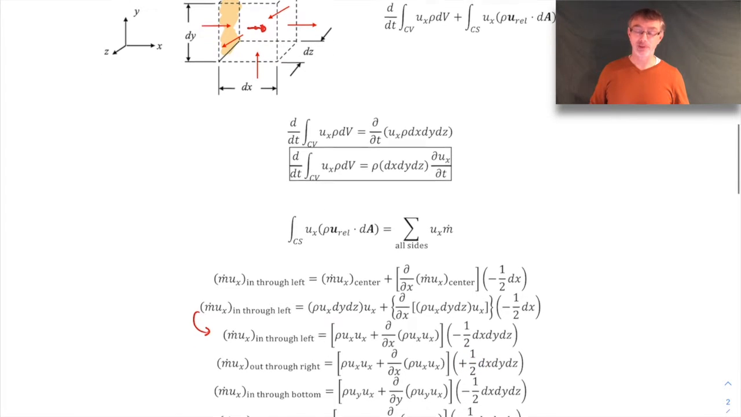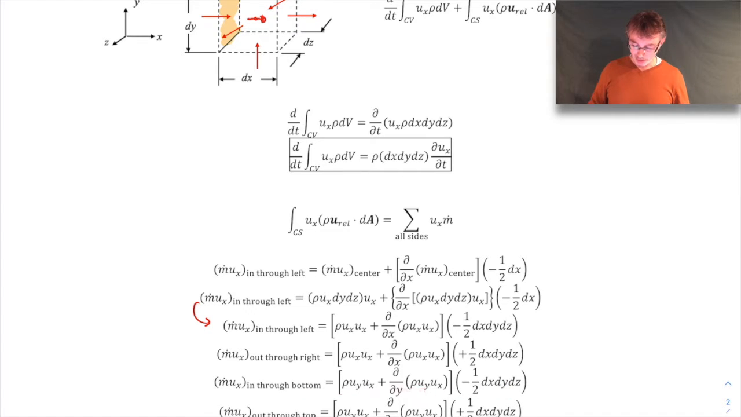We can do the same idea for the top and bottom. So here's the x momentum flux coming in from the bottom. The mass flow rate coming in from the bottom would be a rho times a uy times dx dz. That would give you the mass flow rate in from the bottom. And it contains with it some x linear momentum. And then when we move from the center to the bottom, we're moving in the y direction, so that's why we have a partial derivative with respect to y. And to go from the center to the bottom, it's a distance of a minus 1/2 dy. So that's where that minus 1/2 dy comes from.